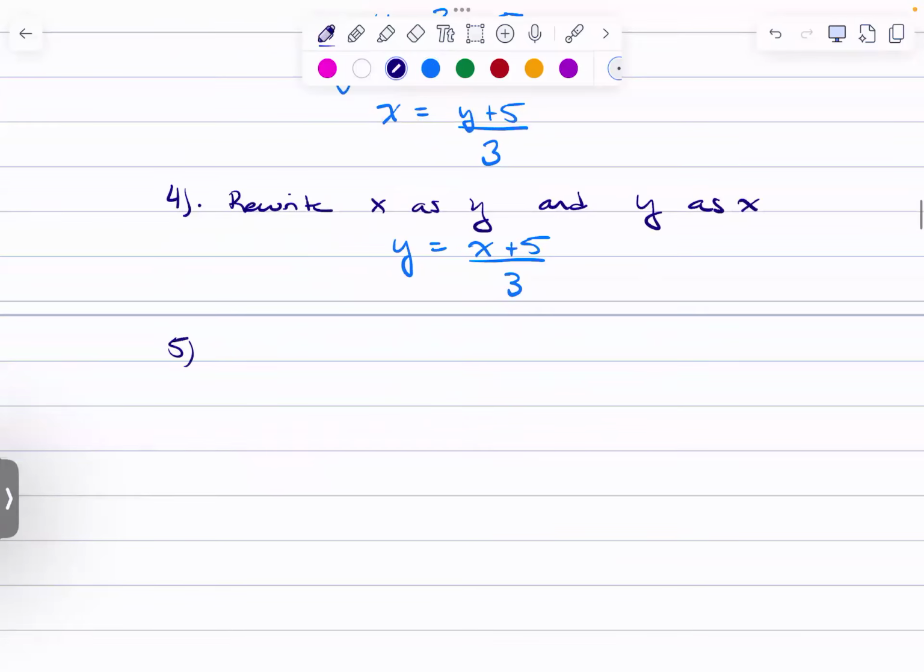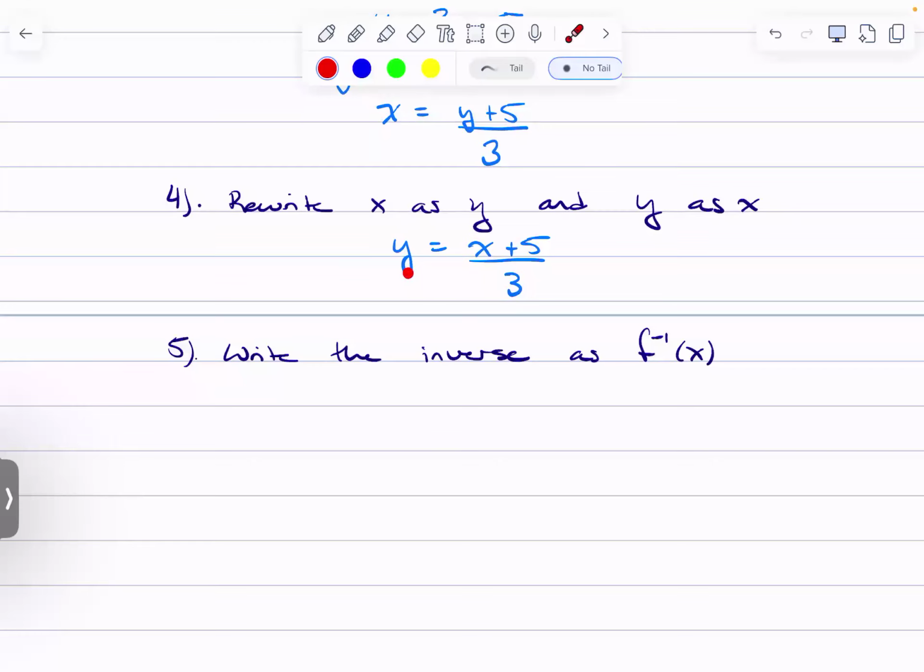And now write the inverse as f inverse of x, which is why we had to have the x as the input, right? Because just generically, it is the input. So then I can replace my y with f inverse of x. Notice that my input here has to be the same variable as what's in my formula. And so I get f inverse of x must be x plus 5 over 3.